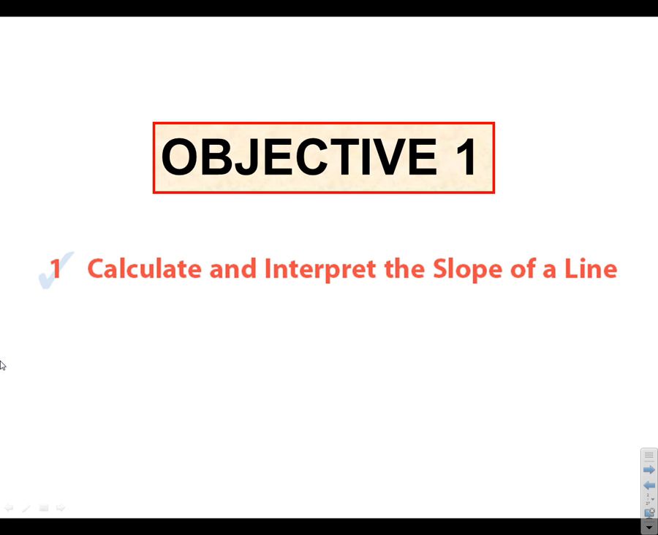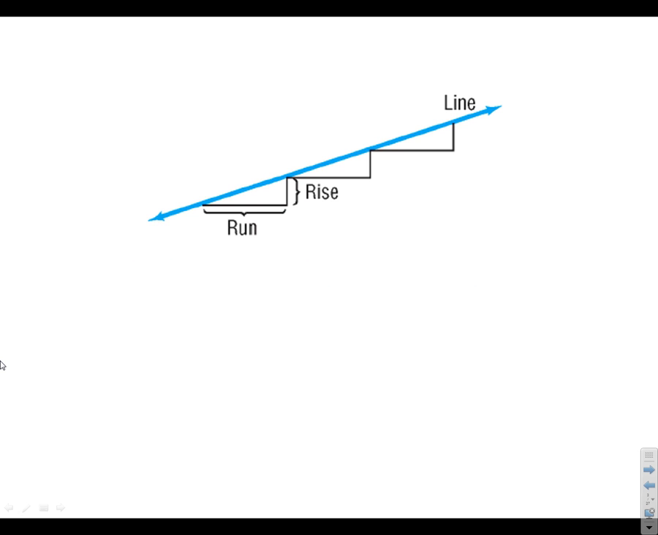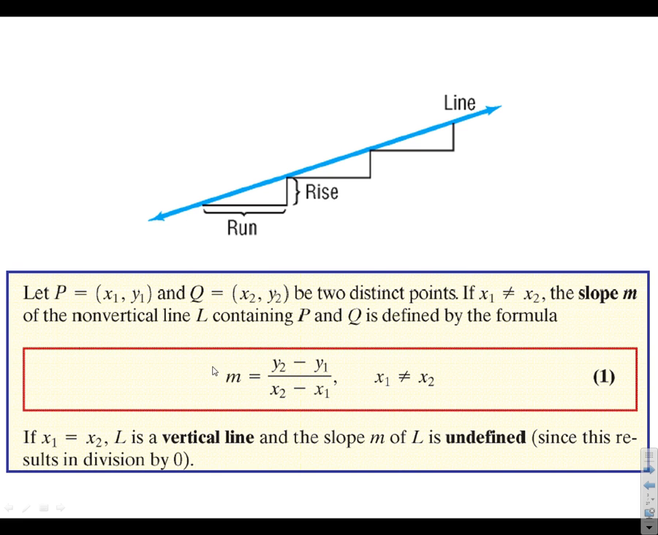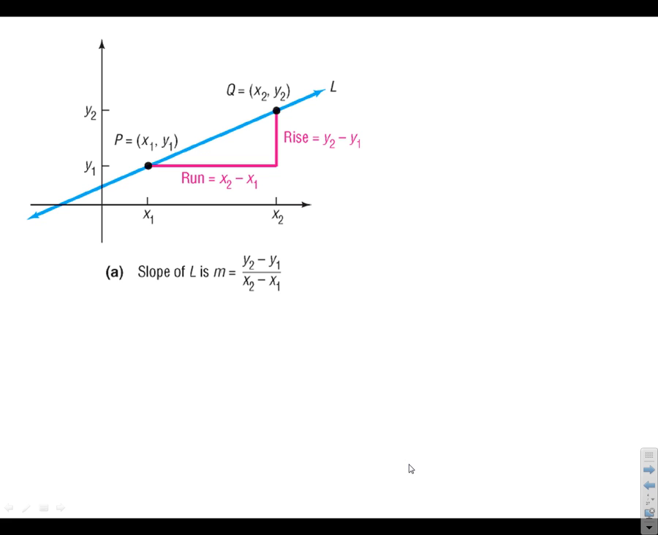So first off, we're going to do the slope of a line. And this stuff you guys have seen before, rise over run. So what's the steepness of our line? Okay, and we do have this formula for slope, y2 minus y1 over x2 minus x1, as long as we don't have 0 in the denominator.